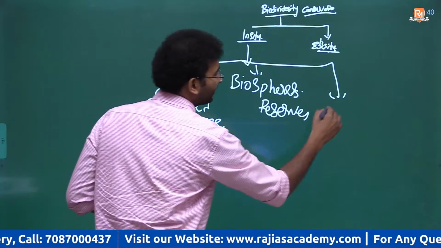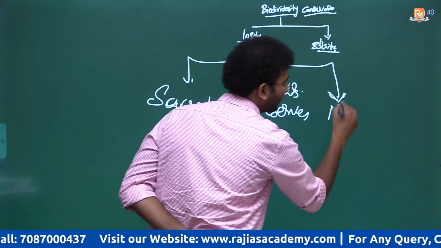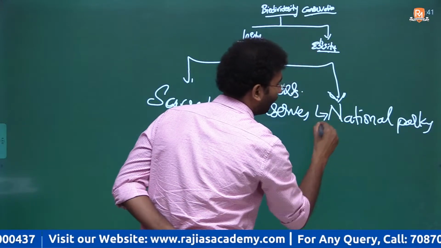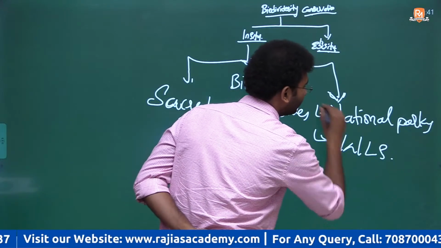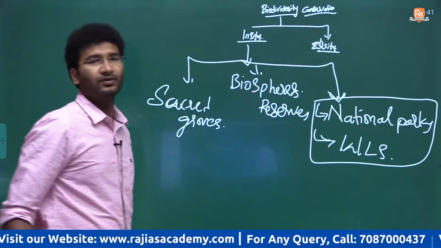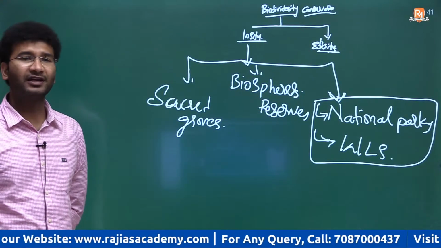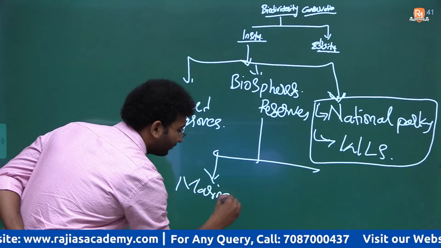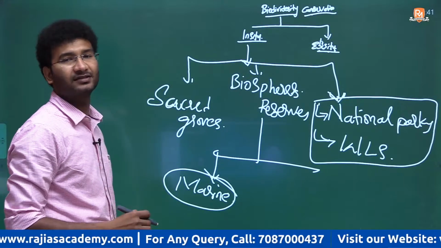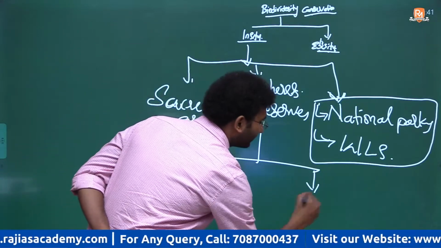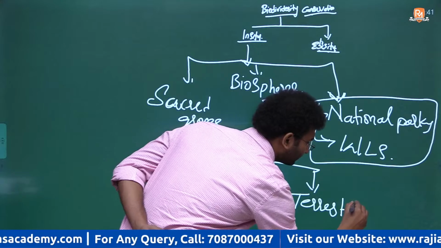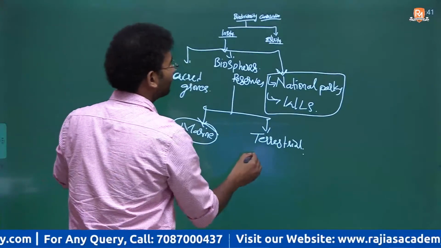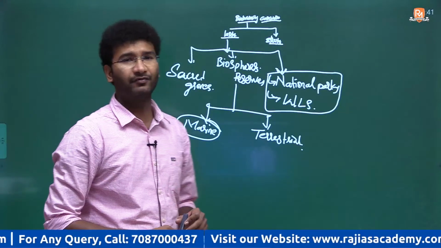And next, biosphere reserve, we will come to this. Apart from this, there are national parks, there are wildlife sanctuaries. These are some of the examples of the in situ conservation methods. Now, biosphere reserves can be both marine biosphere reserves, and if you know any marine biosphere reserve, please comment it down there, and terrestrial, right? This is the broad classification of biodiversity conservation at the global level, and there are definitions that are given to each and every term.